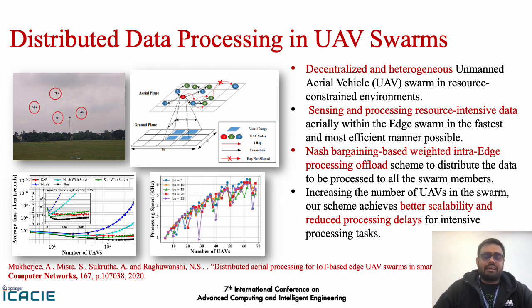As the number of UAVs increases, the collective processing power keeps increasing because you have more resources available to offload your processing to. As you can see, with the increase in number of UAVs, the processing power keeps increasing. So this scheme helps achieve better scalability and reduce processing delays for intensive processing tasks. But on the flip side, it would need a much larger number of UAVs.